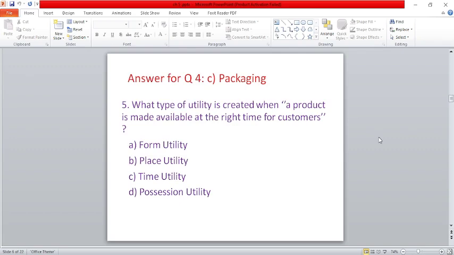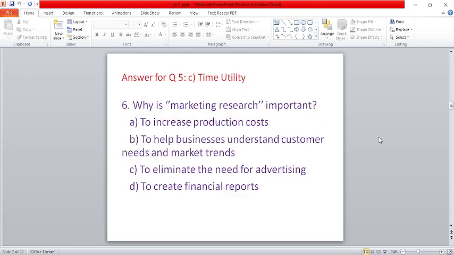Question number 5. What type of utility is created when a product is made available at the right time for customers? A. Form utility. B. Place utility. C. Time utility. D. Possession utility. The answer for question number 5 is C. Time utility.